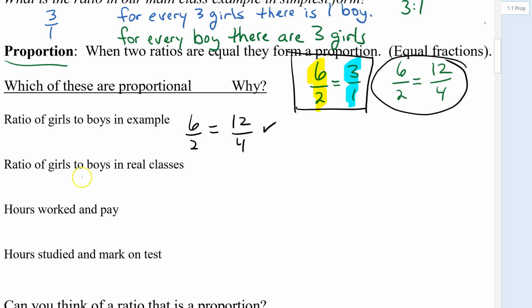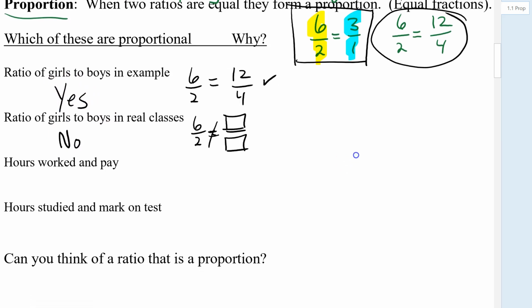How about ratio of girls to boys in real classes? Well, clearly that's not always the case. 6 over 2, I don't know, can you fill in the number of girls we have right now in this class and the number of boys that are in this class? I don't think that these are going to be equal. So are these proportional? No. I guess this one was yes.